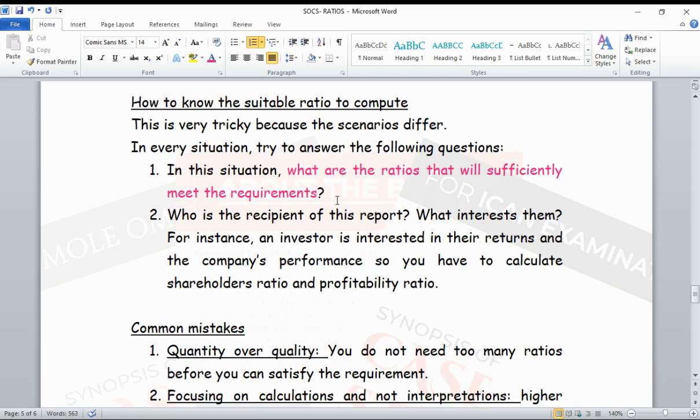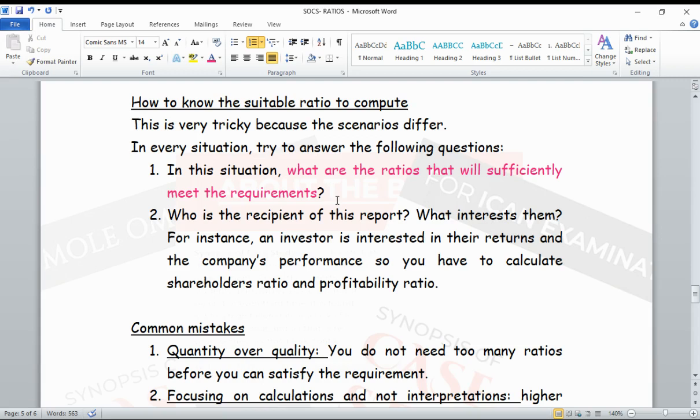Obviously, if you're evaluating the performance, you have to think, okay, how well are they generating profits? You know you are doing profitability ratios. Okay, how well are they meeting their short-term obligations? You know you are doing liquidity ratios. Okay, are they actually mixing debt and equity? Because you know if they are mixing too much debt, it can actually affect their going concern. Okay, how well are they doing that?